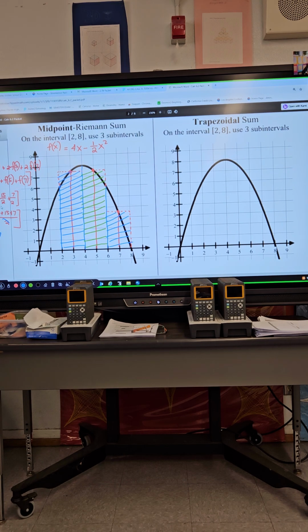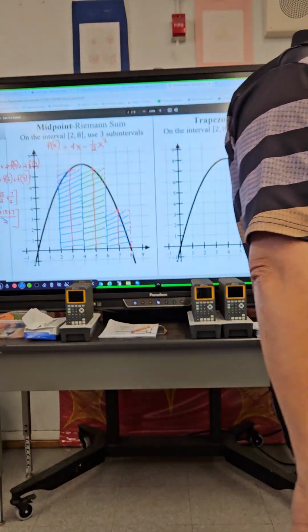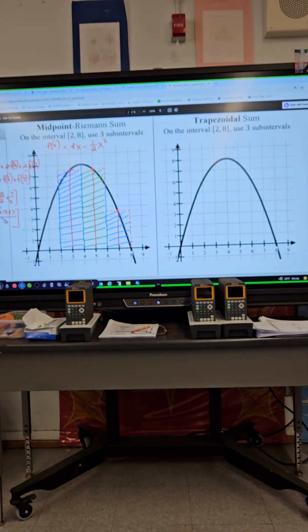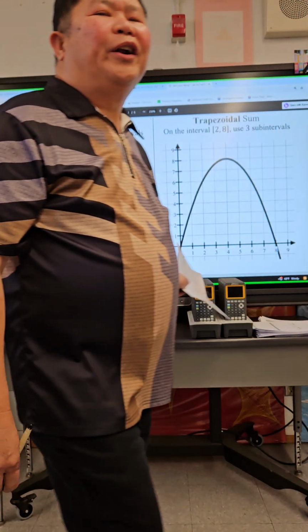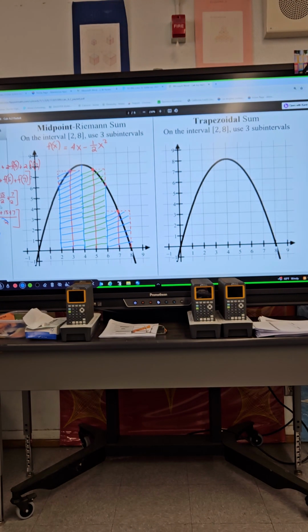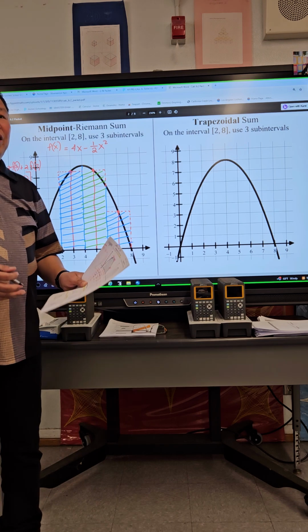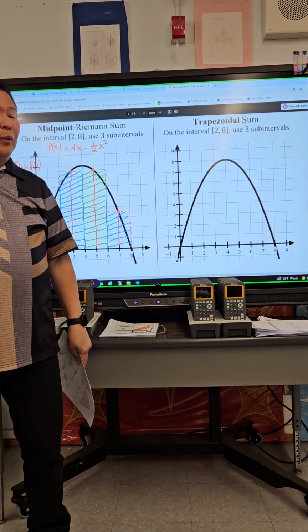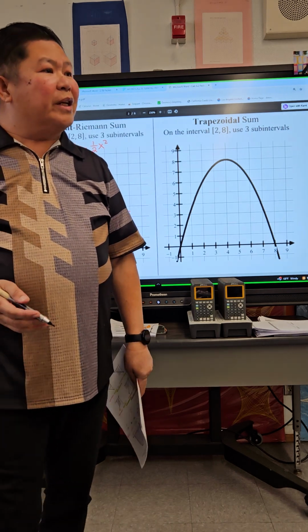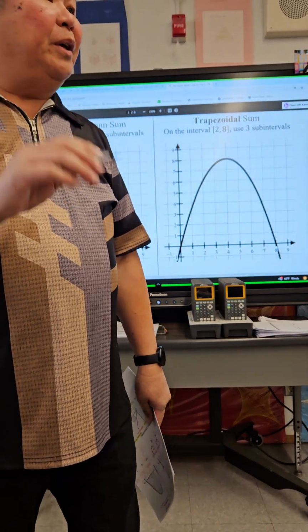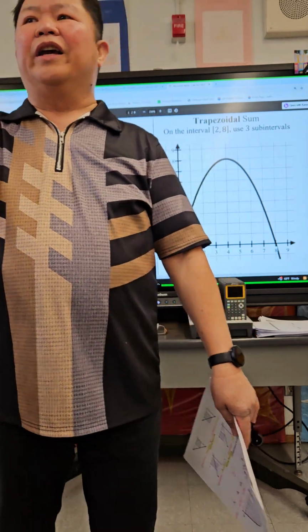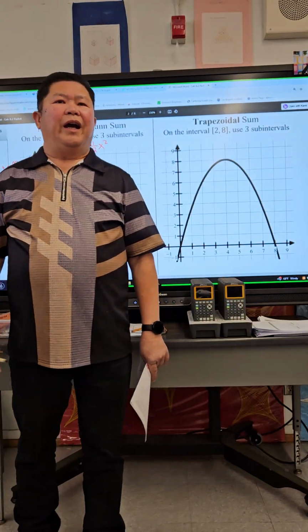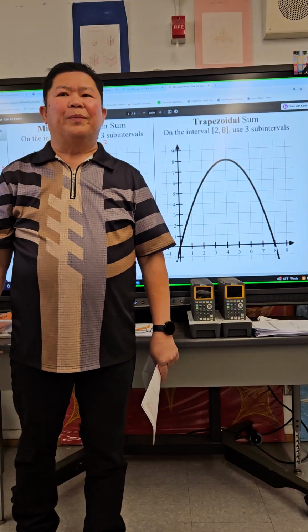So, the first one, the left Riemann sum, what was the area? 40, right? On the right Riemann sum, what was the area? 28. On the midpoint, what is the area? 37. So in this case, we are approximating the area, whether it is the right Riemann sum, the left Riemann sum, the midpoint, or trapezoid. Any idea about trapezoid?